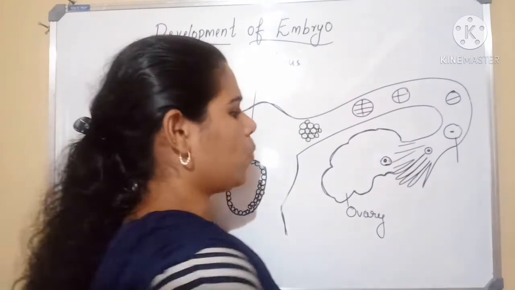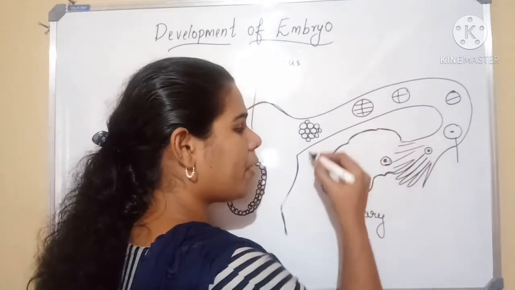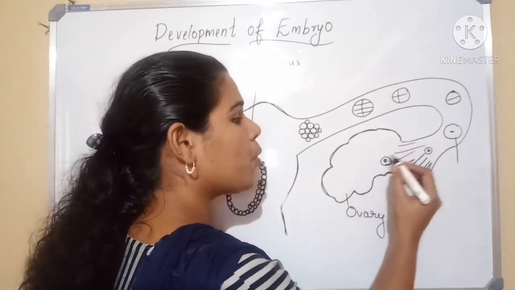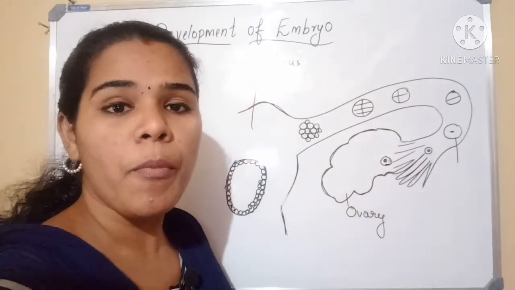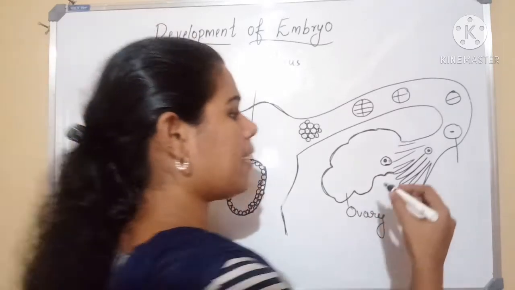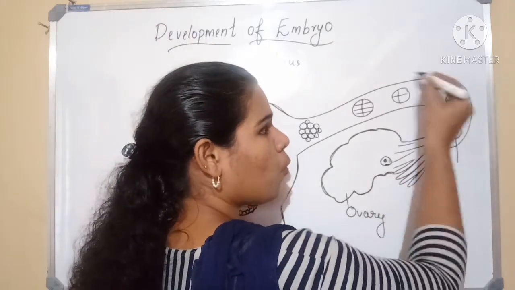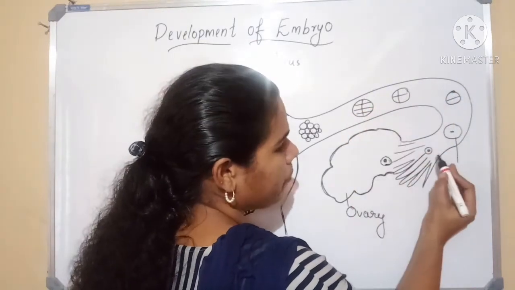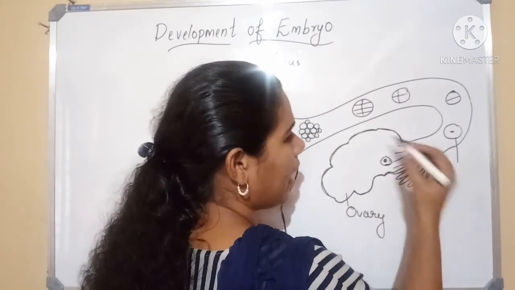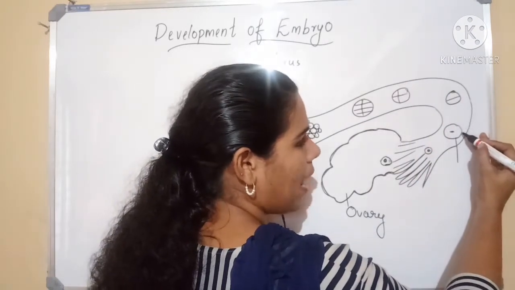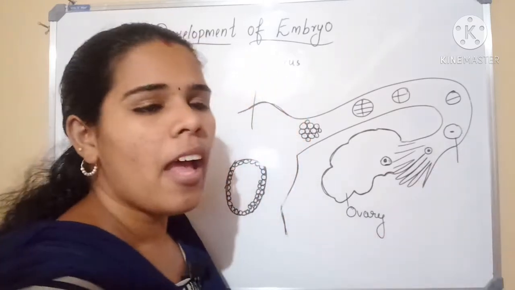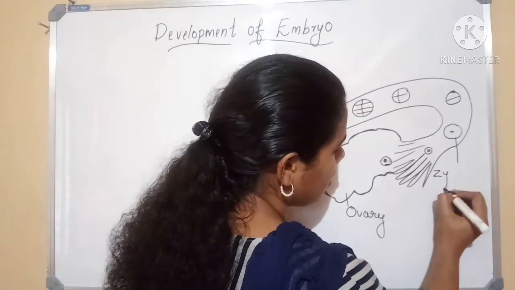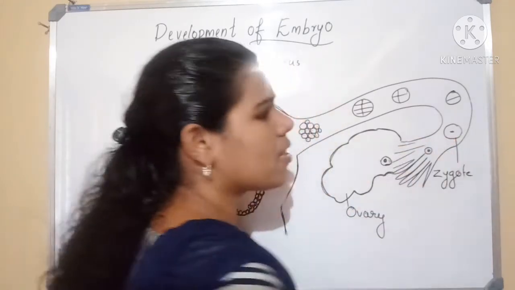Yes, zygote. First we know the ovary. This is the ovary portion. This ovary produces ovum, or egg. The mature ovum or egg is released into the oviduct. This is the oviduct. When it reaches the oviduct, sperm come and contact with the ovum and form the first stage after fertilization, the zygote.